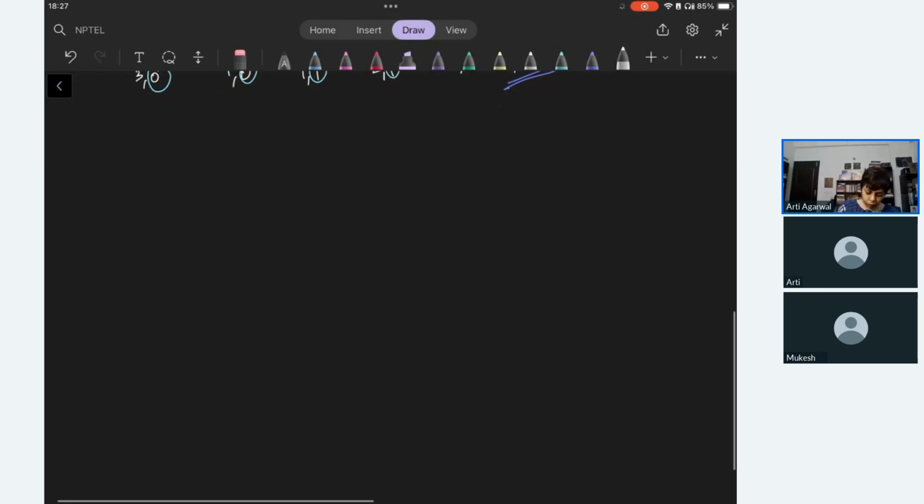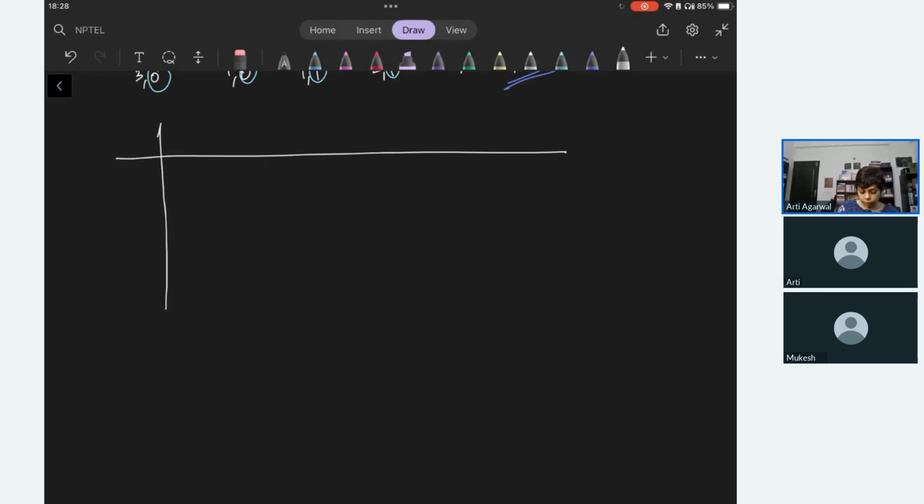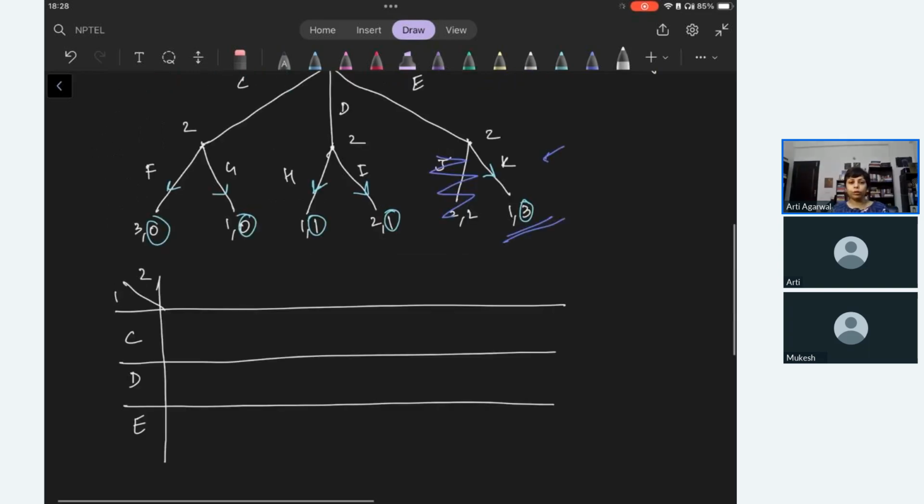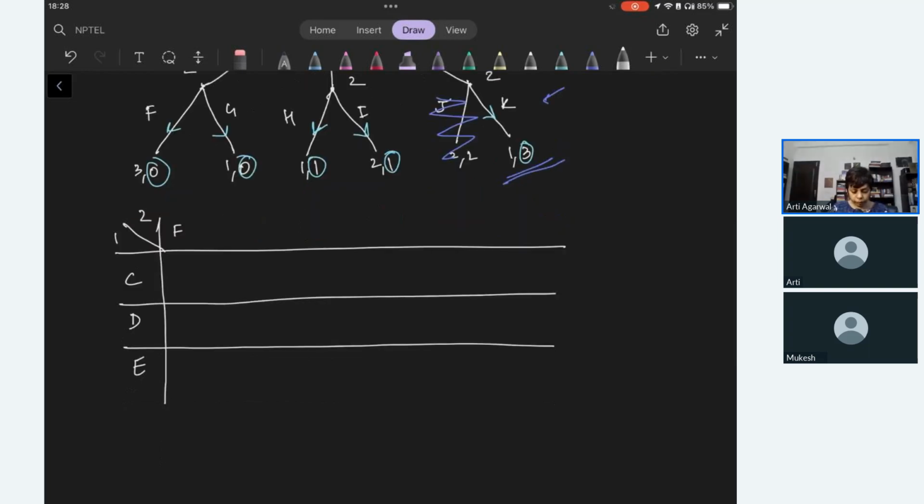So player one has strategies C, D, and E. We will write the strategy of player two for every subgame, meaning the strategies are going to be F, H, K, then F, I, K, then G, H, K, and G, I, K.